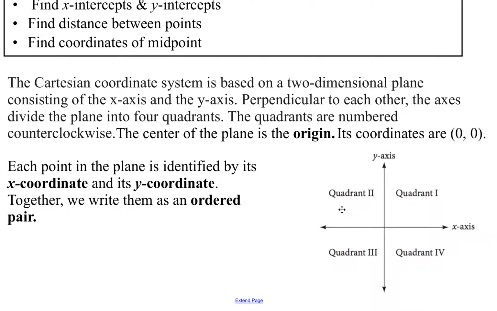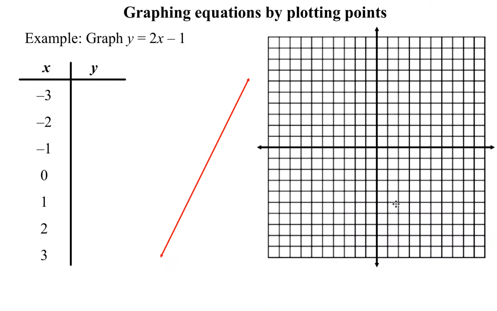Now any point that we have in the coordinate plane is identified by its x and y coordinates, and we call those coordinates an ordered pair, and we represent those in parentheses with a comma between them. So one of the things you're going to need to be able to do is to not only graph ordered pairs, but to be able to graph equations by plotting points.